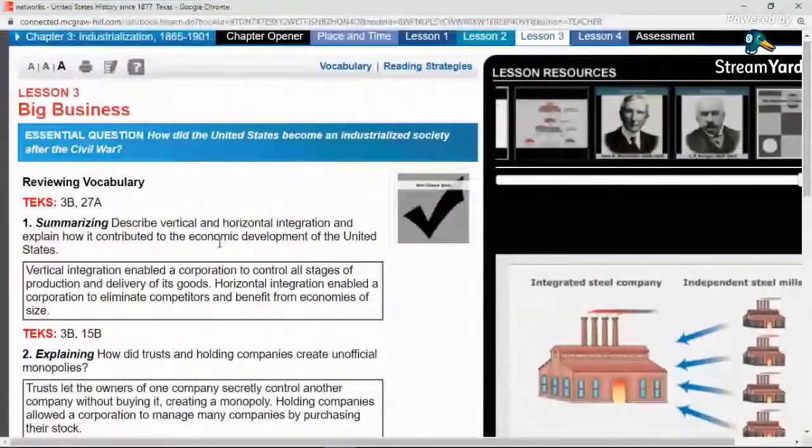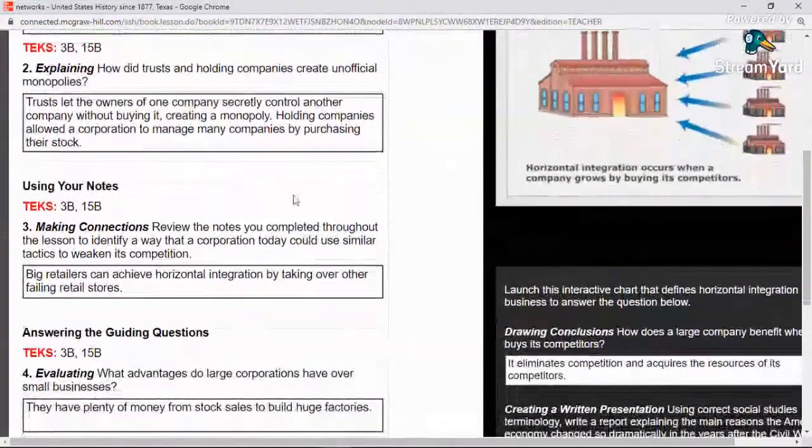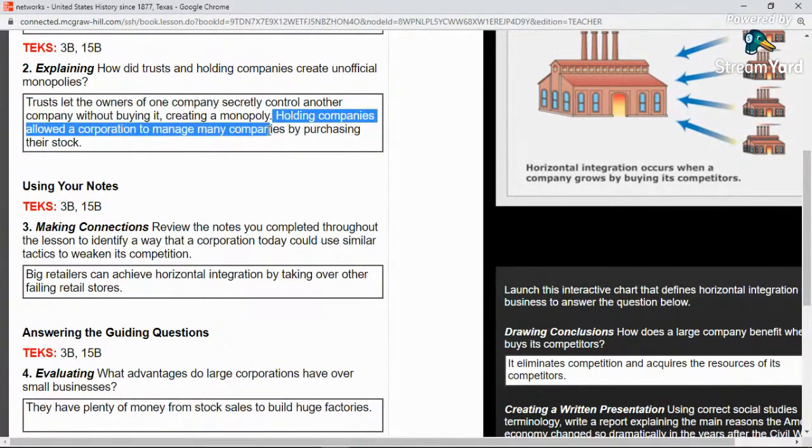Vertical and horizontal integration, you should be able to explain that. How did trusts and holding companies create unofficial monopolies? Trusts let the owners of one company secretly control another company without buying it. Holding companies allowed a corporation to manage many companies by purchasing their stock.